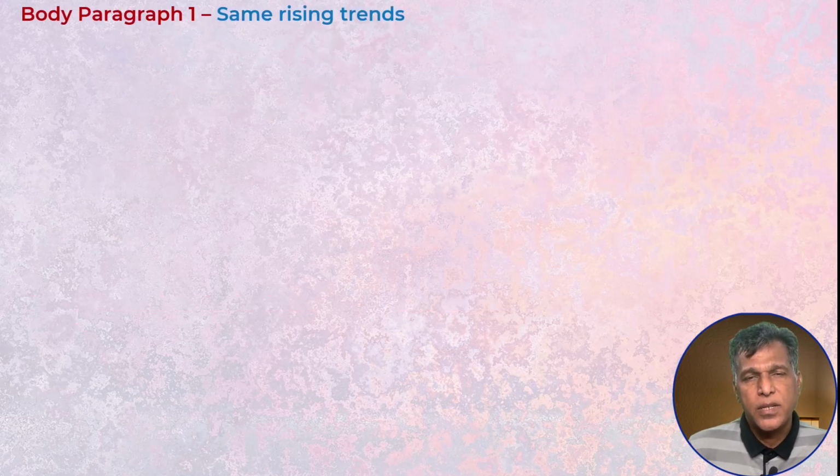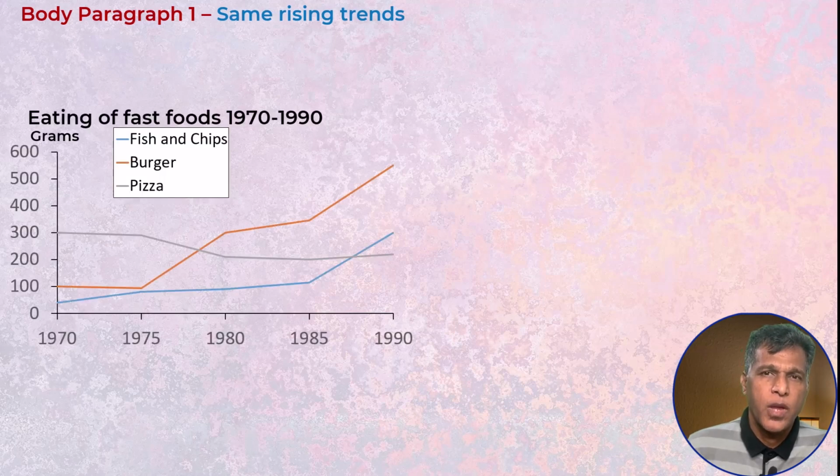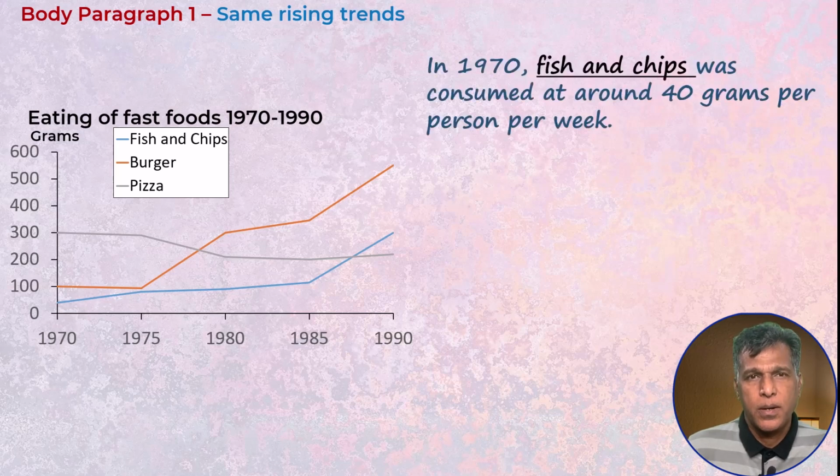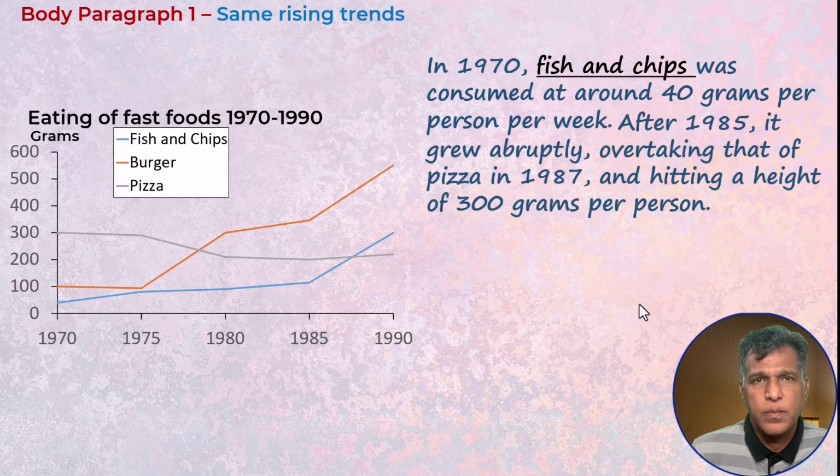Now let's write the first body paragraph. This one is about the same increasing trends, fish and chips and burger. We start with fish and chips. Look at the blue line. First, the starting value. In 1970, fish and chips was eaten at around 40 grams per person per week. I used around because I'm not sure if it was 40, 42 or 39 grams.